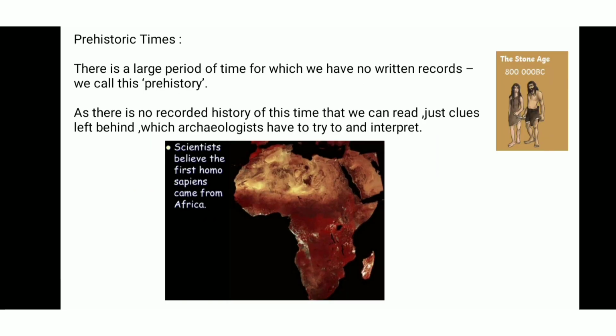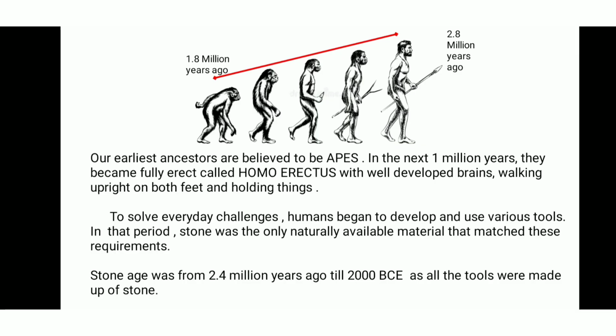The very first stage of early human evolution is prehistoric time. This is considered a large period of time which had no written records, and that's the reason this period is considered prehistoric time. As there is no recorded history of this time to read, only with the clues left behind, archaeologists and scientists believe the first Homo sapiens came from Africa. Children, our earliest ancestors are believed to be apes.